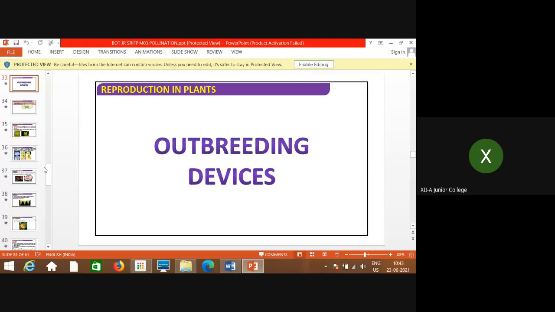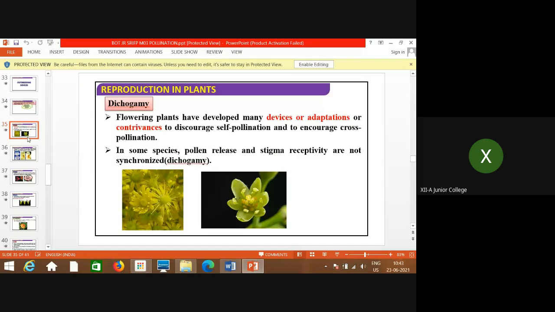Everything again I will revise so that we can see a few more important things with these outbreeding devices. Starting with the outbreeding devices, I will revise what these outbreeding devices are. Dichogamy, as I told you: flowering plants have developed many adaptations or contrivances to discourage self-pollination and encourage cross-pollination.